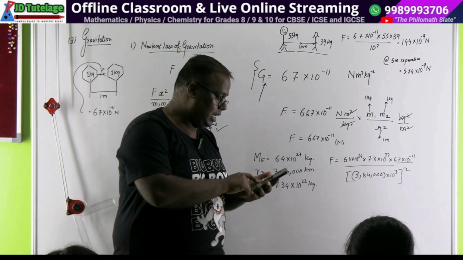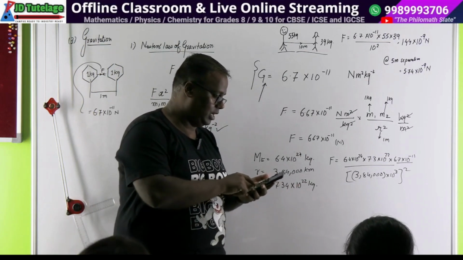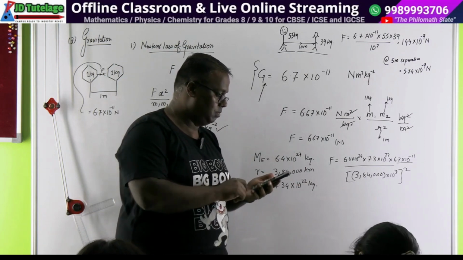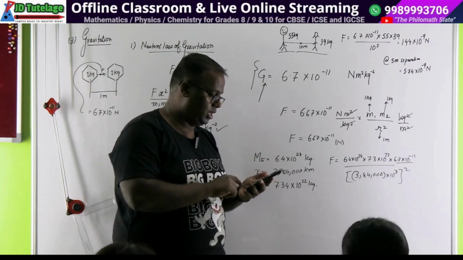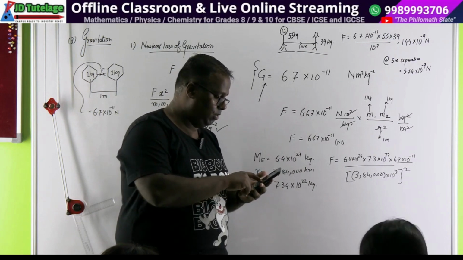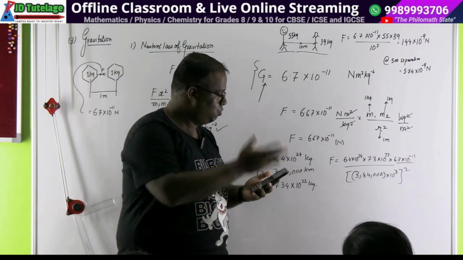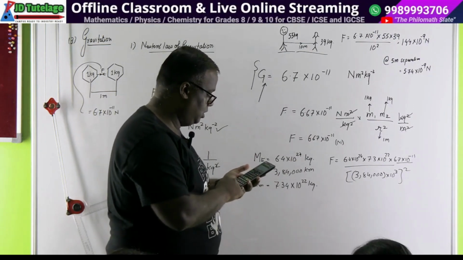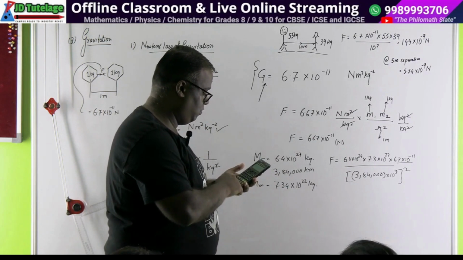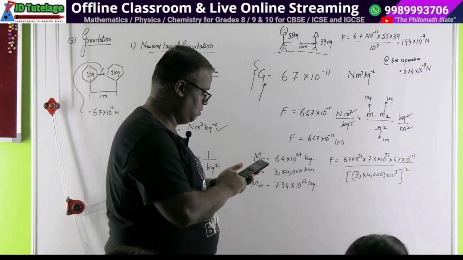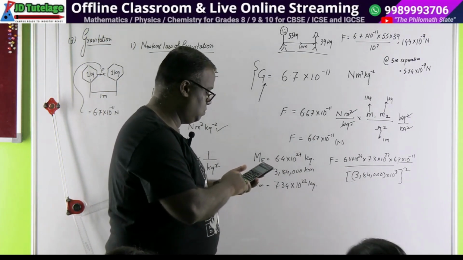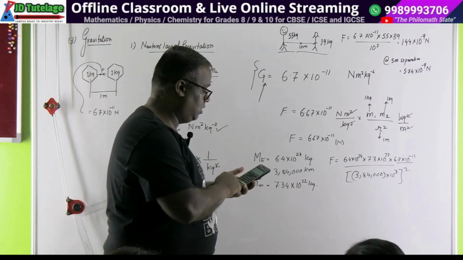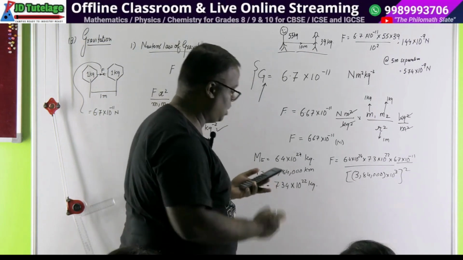So it's 3,84,000. Okay, 3,84,000 into 1,000, that makes it meters. इसको मैंने स्क्वायर किया, then x to the power y minus 1 किया, इसको ऊपर उठा लिया. So this is this value multiplied by 6.4 exponent 24. Okay, so then multiplied by 7.3 exponent 22. This into 6.7 exponent negative 11. Look at the force. Now look at the force.